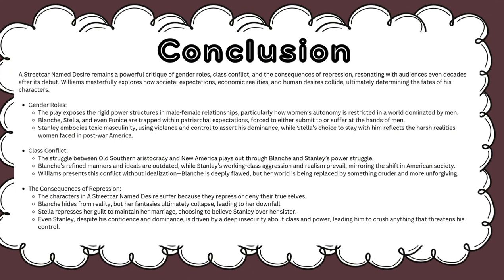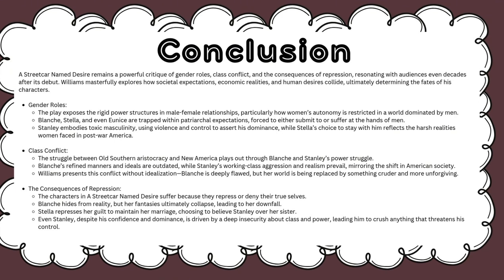Then we have class conflict. The struggle between old Southern aristocracy and New America plays out through Blanche and Stanley's power struggle. Blanche's refined manners and ideals are outdated, while Stanley's working class aggression and realism prevail, mirroring the shift in American society. Williams presents this conflict without idealization. Blanche is deeply flawed, but her world is being replaced by something cruder and less forgiving.